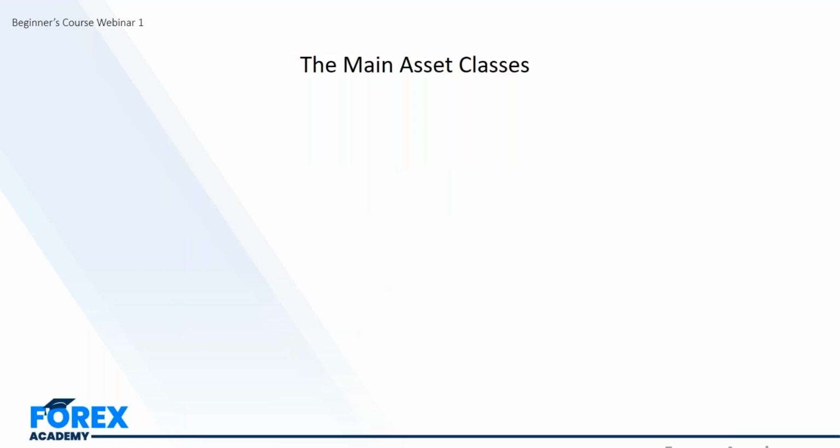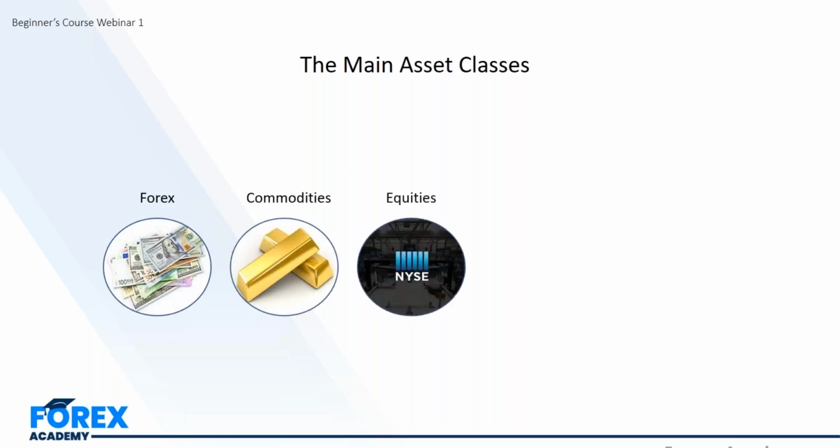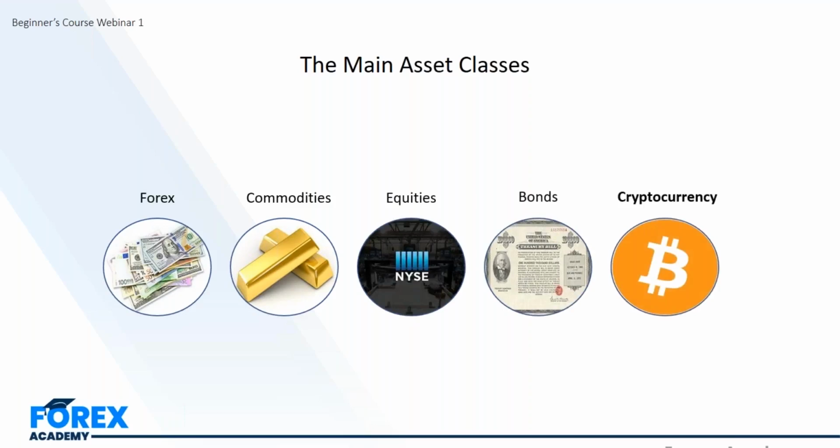Let's have a look now and go through the main asset classes that we'll be discussing and looking to trade as retail traders. We have Forex, commodities, equities, and that will involve equity indices as well, which we'll touch on. Government bonds, a fan favorite at the moment, and cryptocurrencies. So we'll take them apart one by one and have a little look in greater detail.